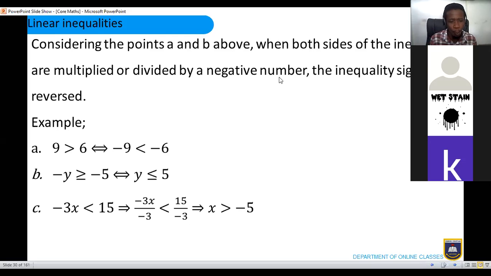So you could see that when we multiply through by negative 1, I'm going to get y is less than or equal to 5. And we say that our y is what? Negative 2. So if y is negative 2, the negative 2 is indeed less than 5, because we are defining our y to be negative 2.